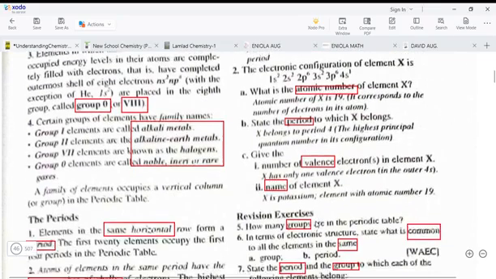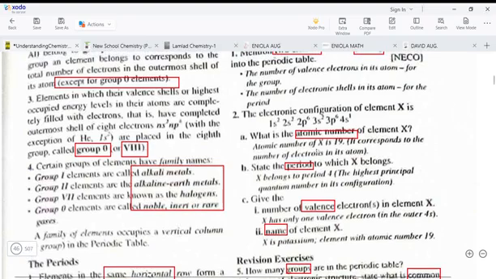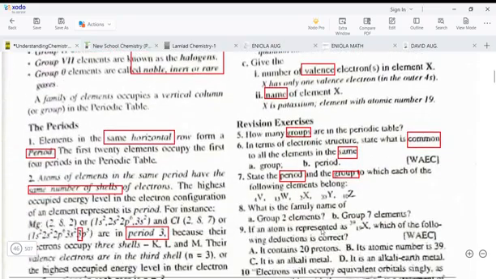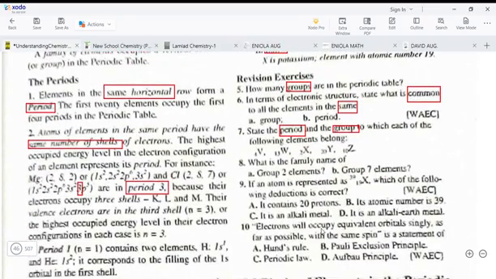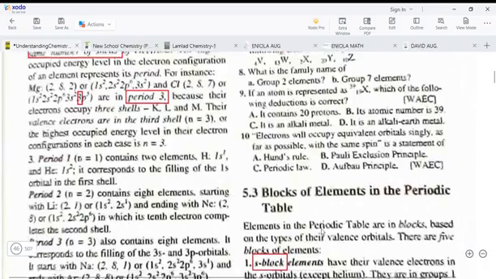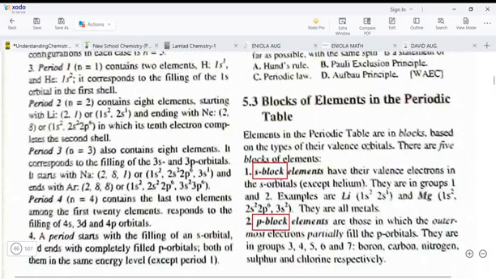The name of this element X, being the element that has atomic number 19, is potassium. So potassium is the one that has 19. There are still many questions, though we can't be answering them now. Let's just move straight to blocks.